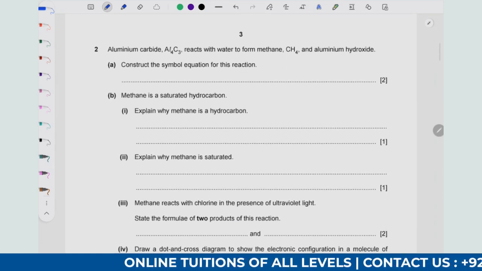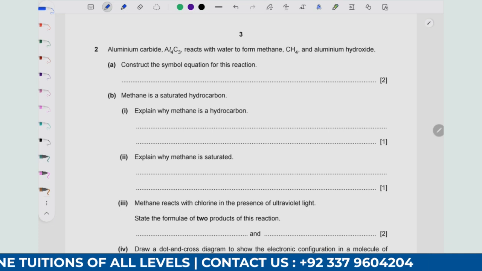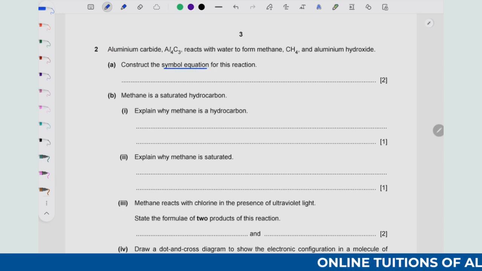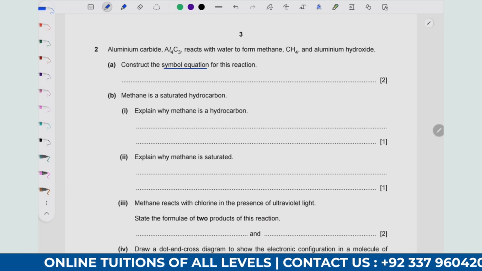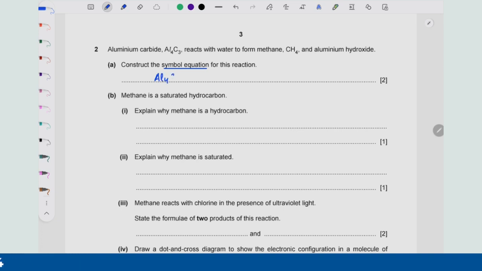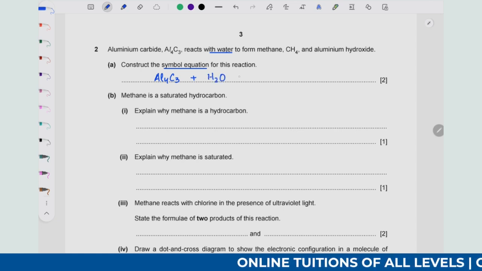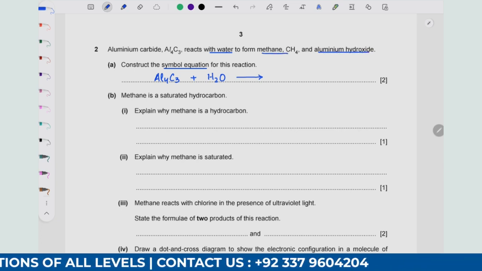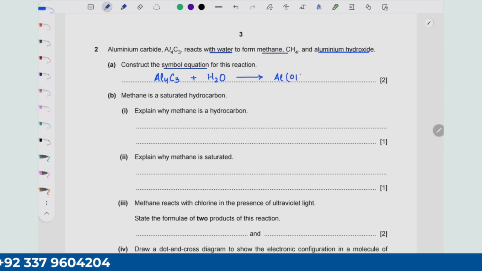The next question states that aluminium carbide Al4C3 reacts with water to form methane CH4 and aluminium hydroxide. Construct the symbol equation for this reaction. As only the symbol equation is required, we will not be stating the states. We will only be giving the balanced equation. So the reactants are Al4C3, which is reacting with water, plus H2O. It's giving us aluminium hydroxide, Al(OH)3, plus methane, CH4.